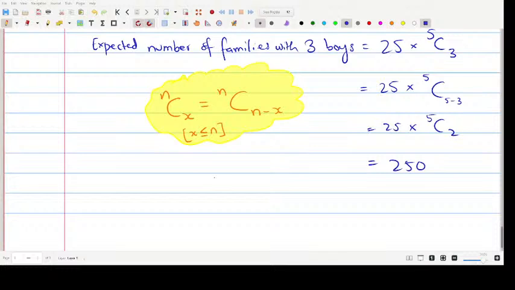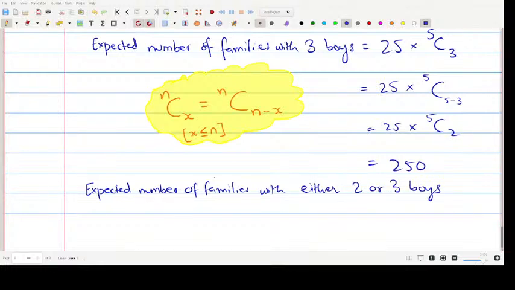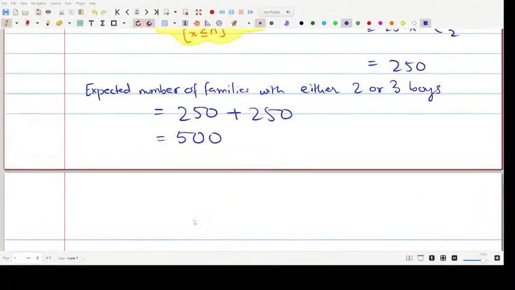Cool. So now the expected number of families with either 2 or 3 boys is the same as expected number of families with exactly 2 boys plus expected number of families with exactly 3 boys. So that is 250 plus 250, which is equal to 500, right? So this is how we have unfolded this part of the problem.